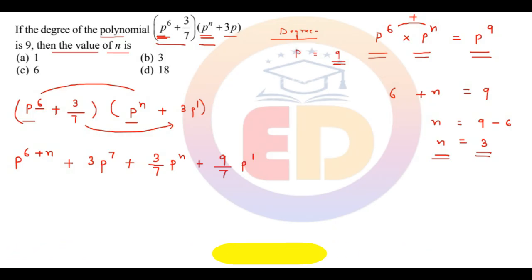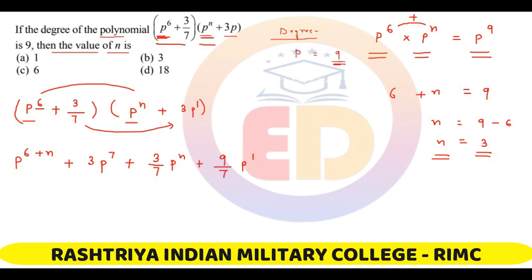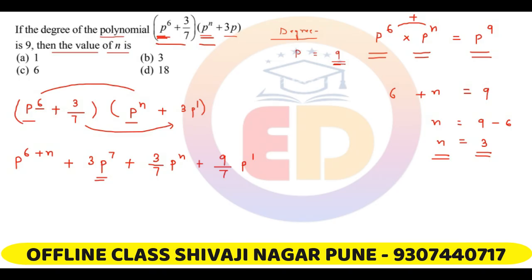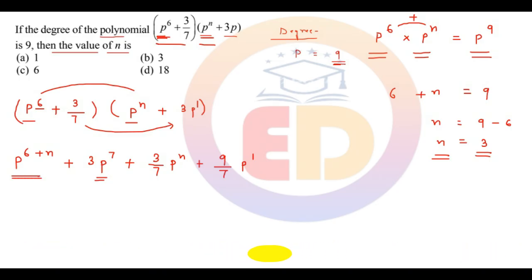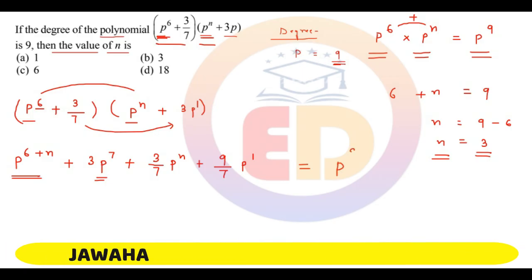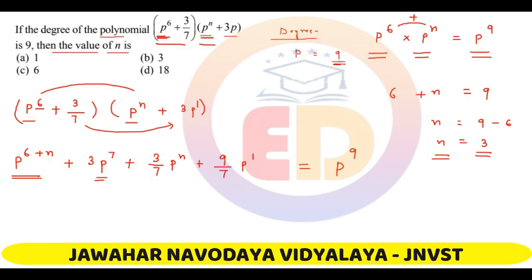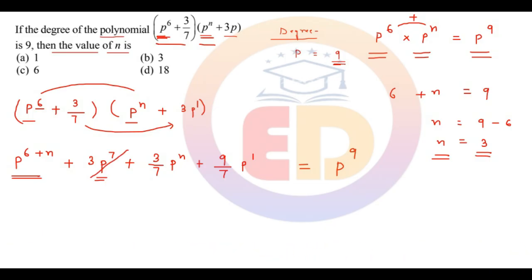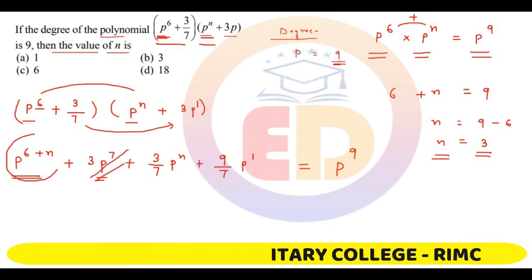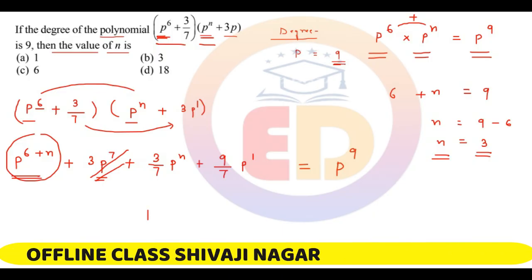Now if you look at this equation, I have the highest power of p as 7 here, and another power of p is 6 plus n here. But according to the question, the highest power, or the degree of the polynomial, is 9. So it means we should not take this p power 7; rather we will equate p power 9 with p power 6 plus n. p power 6 plus n equals 9.